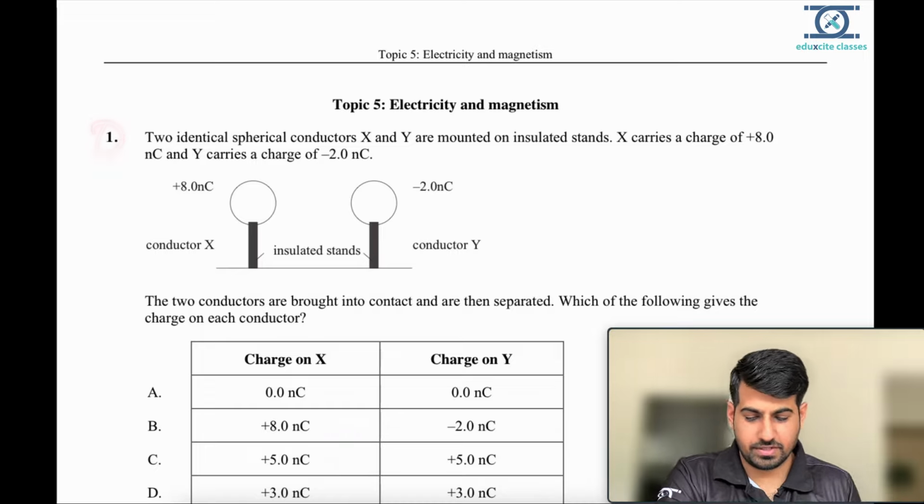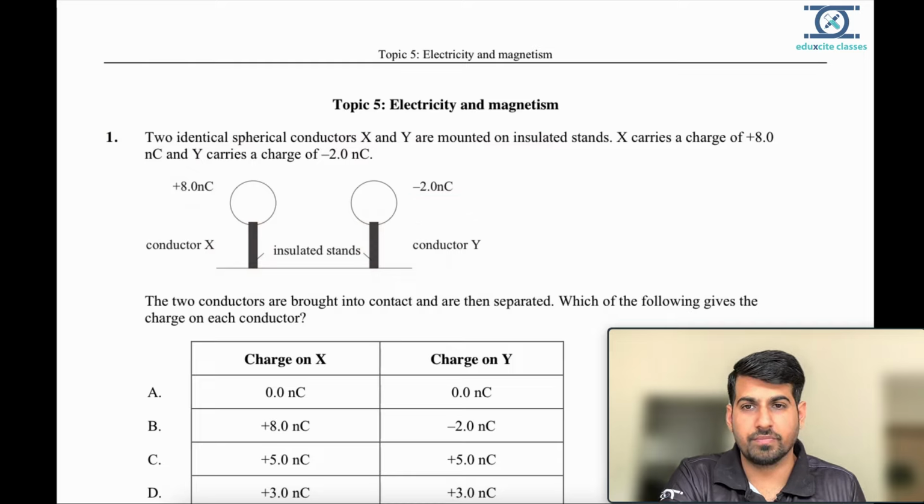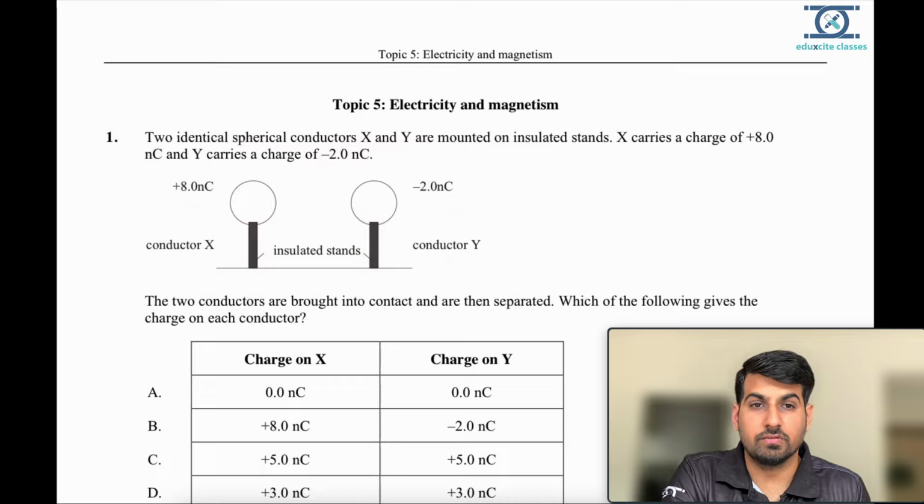So the very first question: two identical sphere conductors X and Y are mounted on insulated stands. This is conductor X and Y, having charges of plus 8 nanocoulomb and minus 2 nanocoulomb. Now the two conductors are brought into contact and are then separated. Which of the following gives the charge on each conductor?